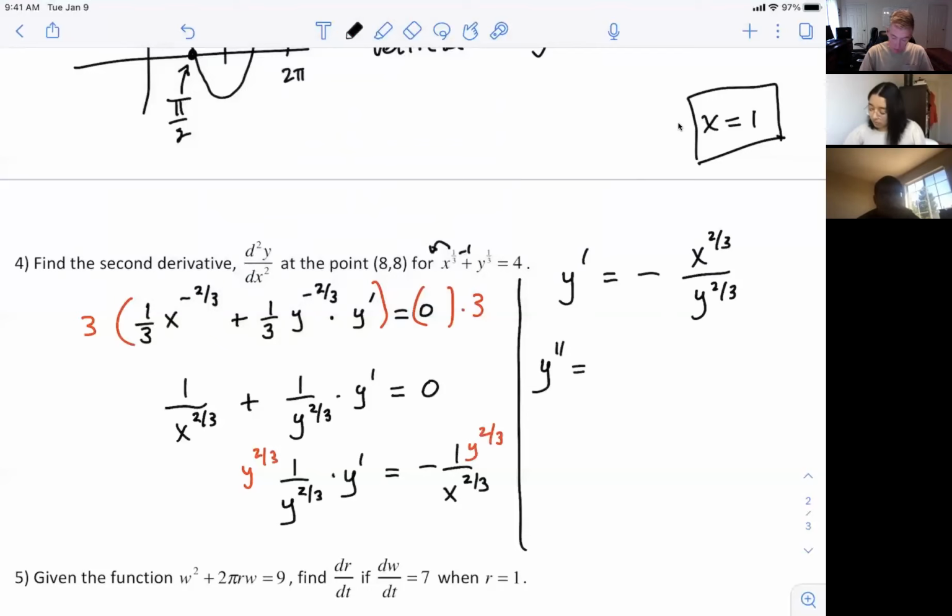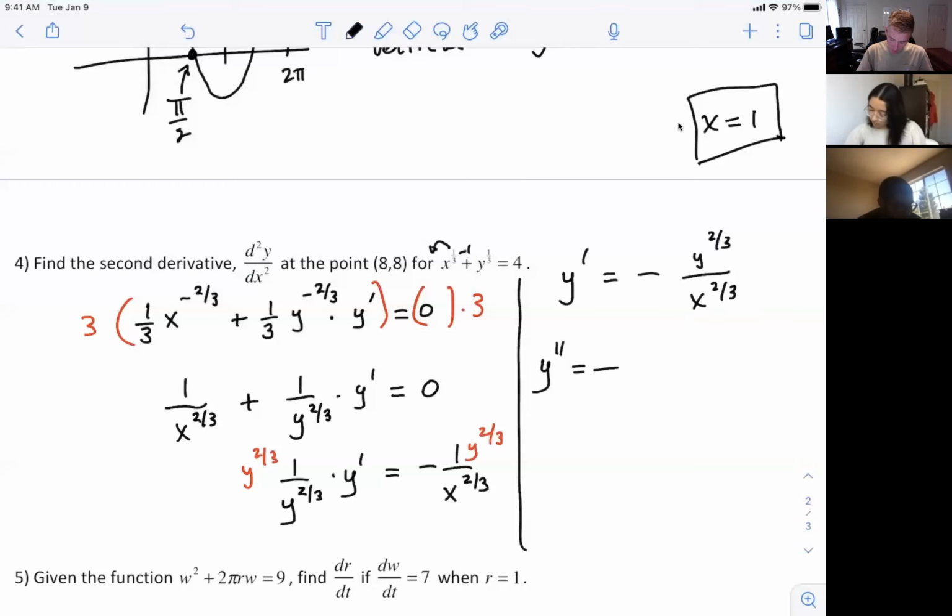Isn't the y supposed to be on top? Oh yeah, I switched them. Thanks. The y's on top. The x is on bottom. That's a sloppy x. Okay, now we're ready for the second derivative.